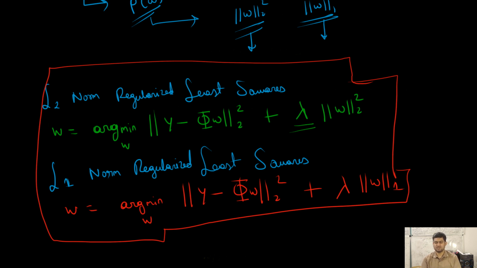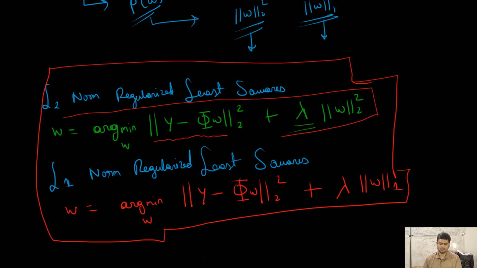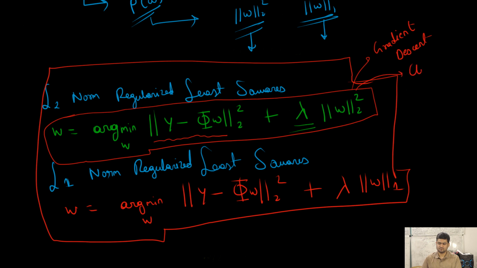So obviously in the previous lecture, we have seen that the least squares problem has a nice closed form solution, right? And it turns out that the L2 norm regularization also has a closed form solution. So we can compute the optimal W by using gradient descent as well as a closed form solution. But for the L1 norm regularization, there is no closed form solution.